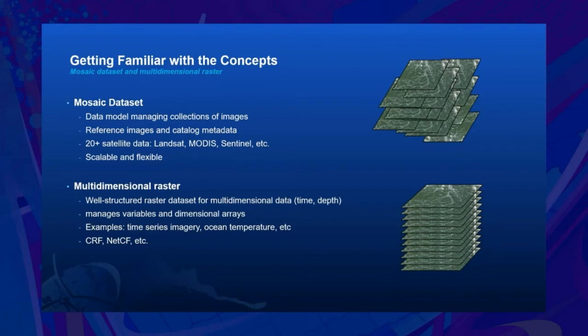Multidimensional raster is a special raster dataset. It stores well-structured multidimensional info such as variables, time, depth, and an example of the data is time series satellite data with time, or ocean temperature data with time and depth. A multidimensional raster can be saved as a CRF, cloud raster format, or a Mosaic dataset with multidimensional info, or other formats such as netCDF.